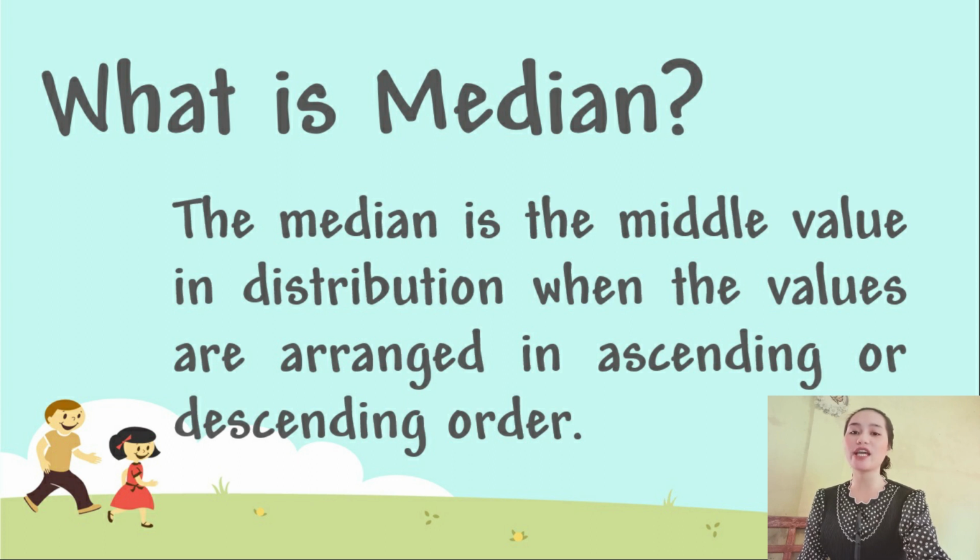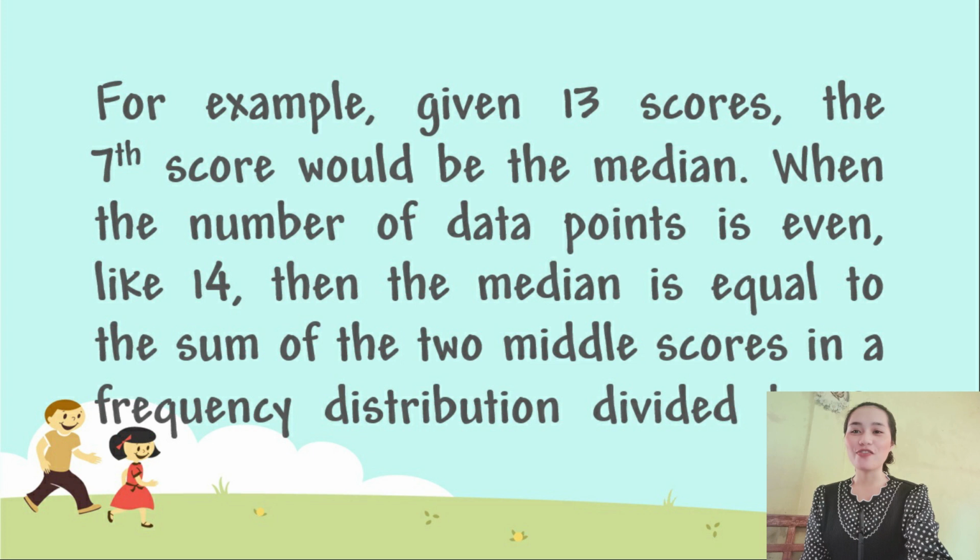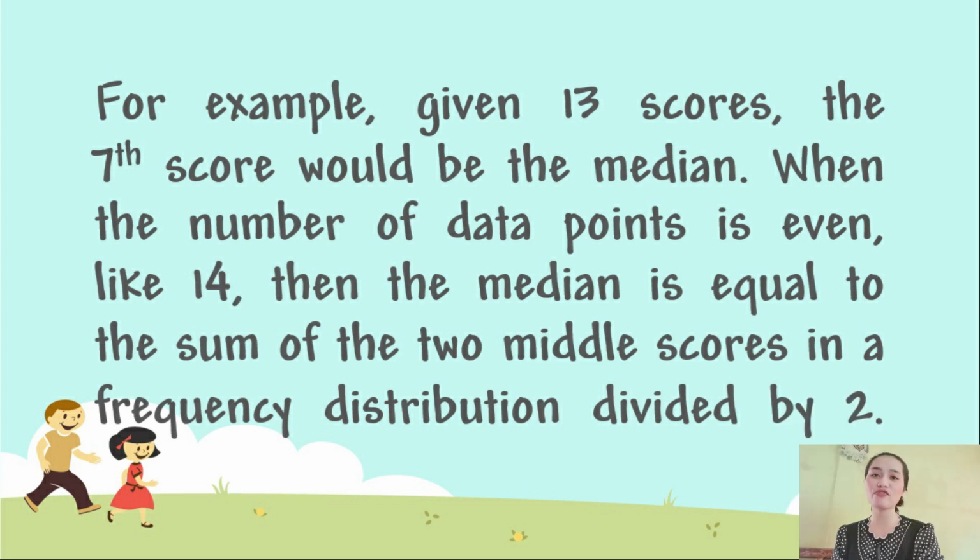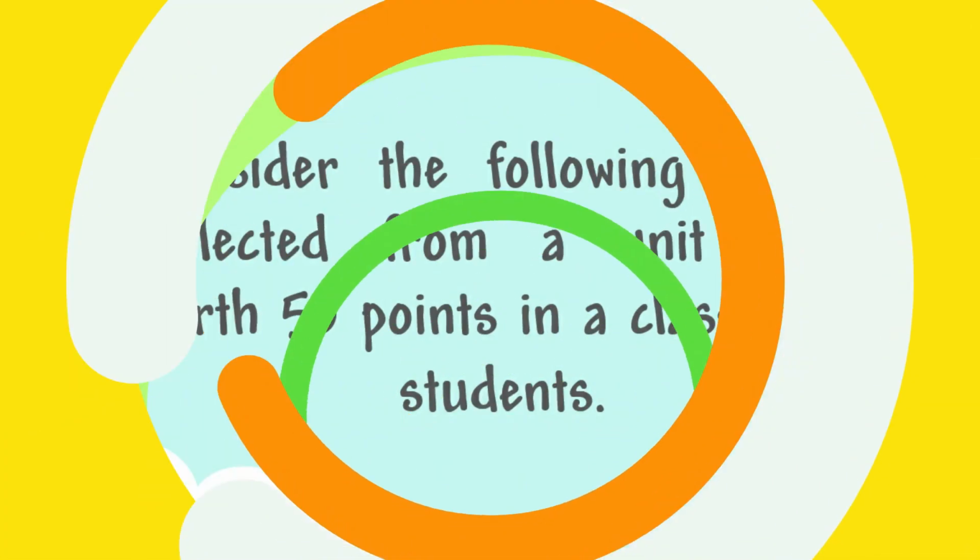When the number of data points is an odd number, the middle score is the median. For example, given 13 scores, the 7th score would be the median. When the number of data points is even, like 14, then the median is equal to the sum of the two middle scores in a frequency distribution divided by 2.